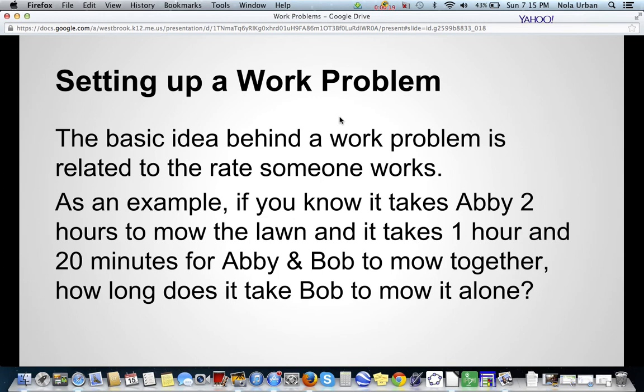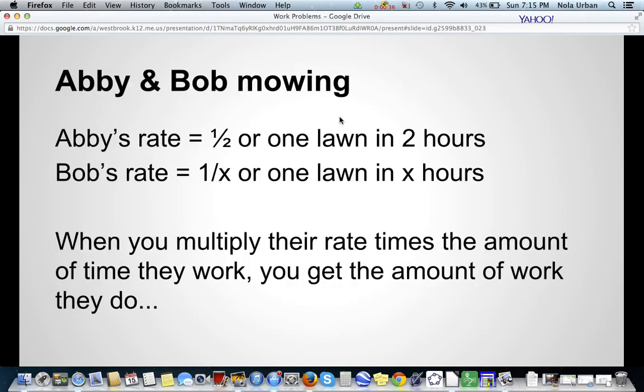As an example, if you know it takes Abby 2 hours to mow the lawn and it takes 1 hour and 20 minutes for Abby and Bob to mow the lawn together, how long does it take Bob to mow the lawn alone? These kinds of problems have a basic background that go with them, and it goes like this.